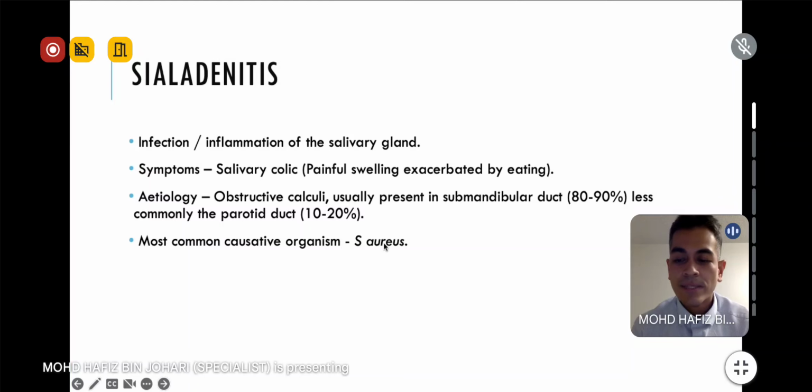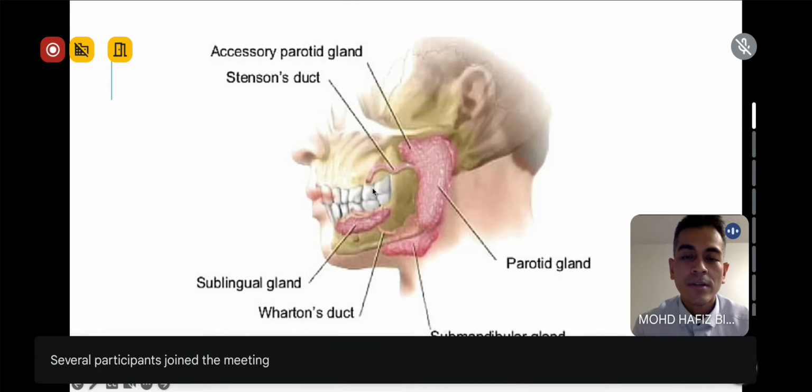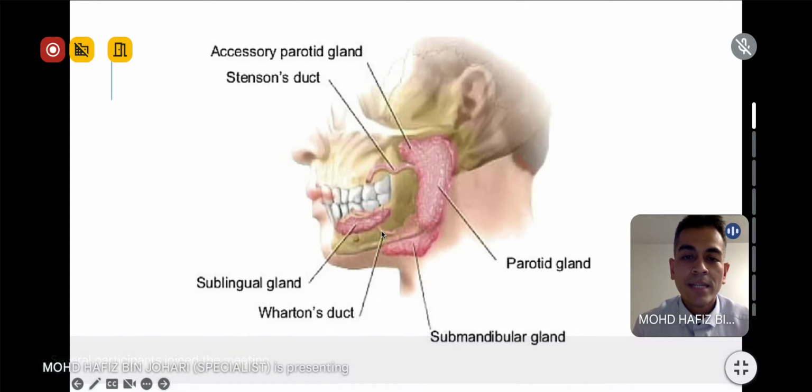The most common causative organism will be Staph aureus. Why is it more common to occur in the submandibular duct? If you notice the anatomy, we can see that the Wharton duct, or the submandibular duct, has an ascending course when it drains into the floor of the mouth. In contrast, the parotid duct has a more horizontal course. So the submandibular duct tends to have stasis and develop stones.